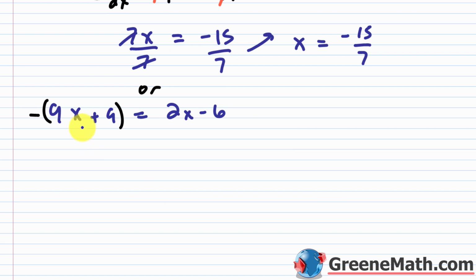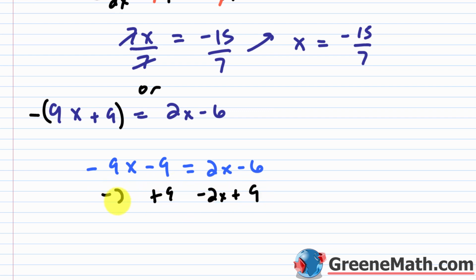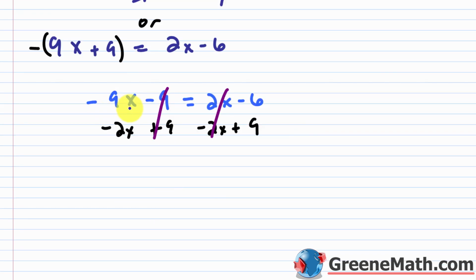Over here, I'm going to apply this negative to each term inside the parentheses. So I'll have negative 9x and then minus 9. This equals 2x minus 6. Let's add 9 to both sides of the equation, and then let's subtract 2x away from each side of the equation. So let's cancel this and cancel this. We have negative 9x minus 2x, that's negative 11x. And this will be equal to negative 6 plus 9, which is positive 3. Let's divide each side of the equation by negative 11. And so what we'll get is that x is equal to negative 3/11.